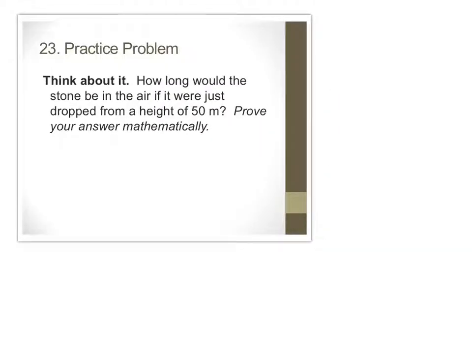Alright, we have a think about it question here. How long would a stone be in the air if it was just dropped from a height of 50 meters? We're going to go ahead and prove this answer mathematically. So I'm going to set this up like it's a free fall problem. So if it is a free fall problem, we know we're dropping it, so it has 0 initial velocity. Its displacement is going to be negative 50 because it's falling 50 meters, and its acceleration is negative 9.8 meters per second squared, of course.